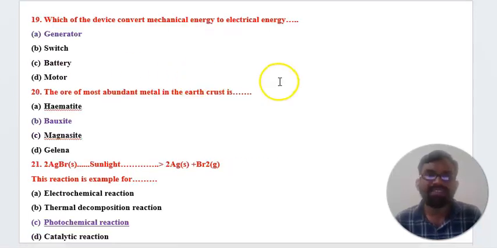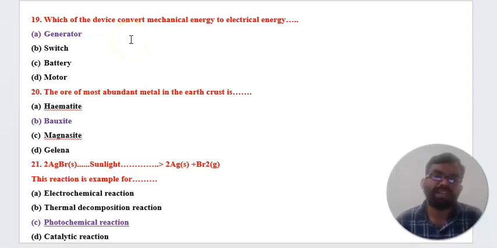Next we can see the 19th bit: which device converts mechanical energy to electrical energy? So this is an important bit, like the generator. You can see once the power goes off, people switch on the generator. So what is the role of a generator? An electric generator converts mechanical energy into electrical energy. So the 19th right answer is A.